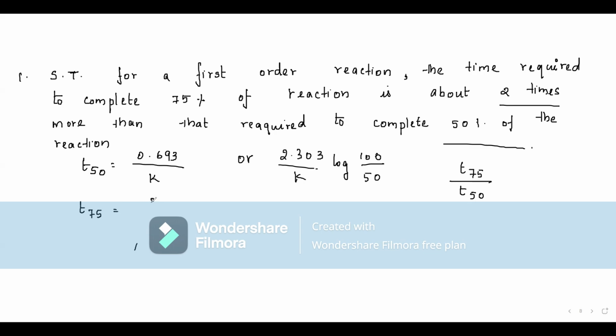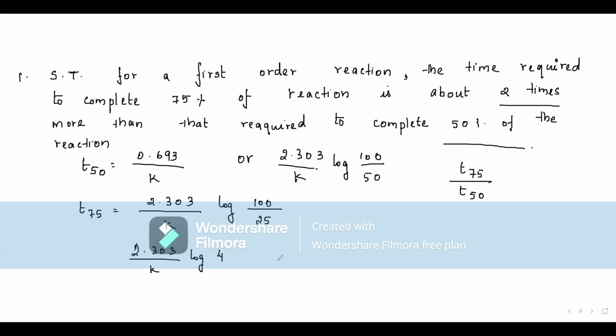T75 will be 2.303 by K log 100. Okay, 100 is the initial concentration. 75 is over, which means 25 remains. So this becomes 2.303 by K log 4.